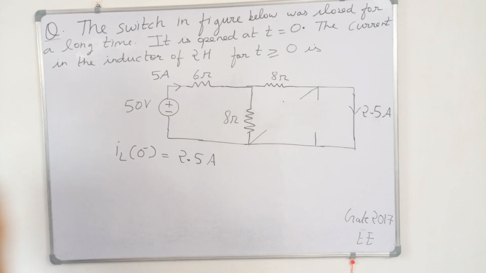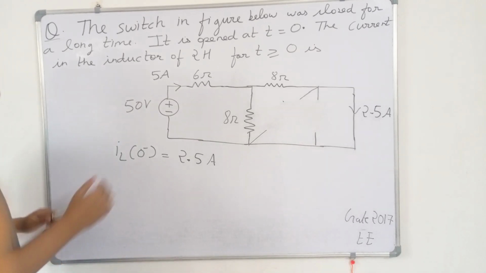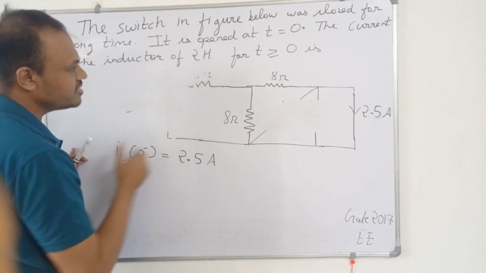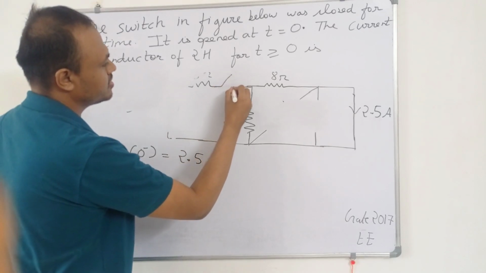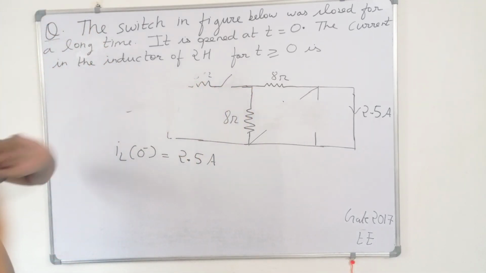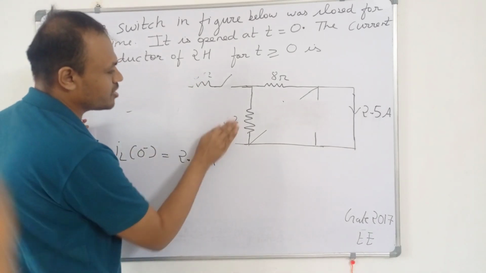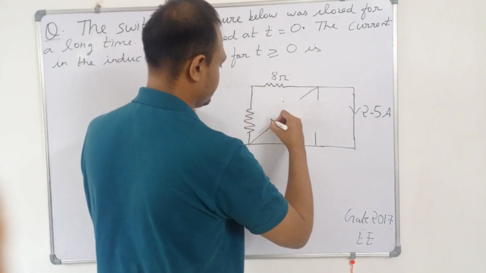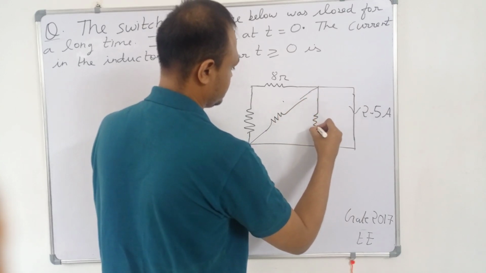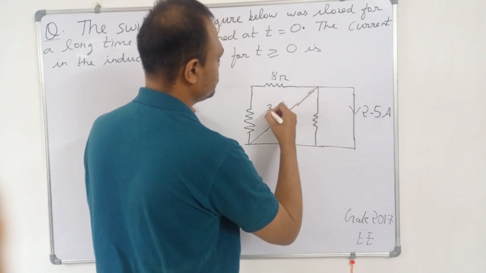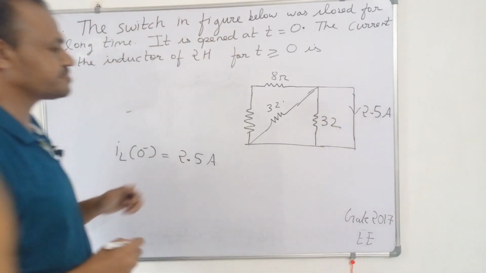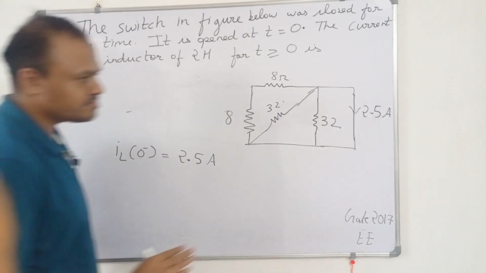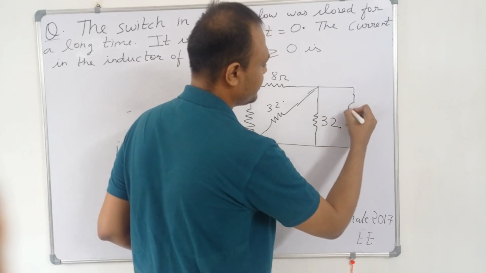Now we will move to the second part of the question. The switch is opened at t equal to 0. So this 6 ohm resistance and this 50 volt source are now gone because this switch is open. So we have now this circuit, and the circuit reduces to this. This is also 8, and this is the inductor of 2 Henry.